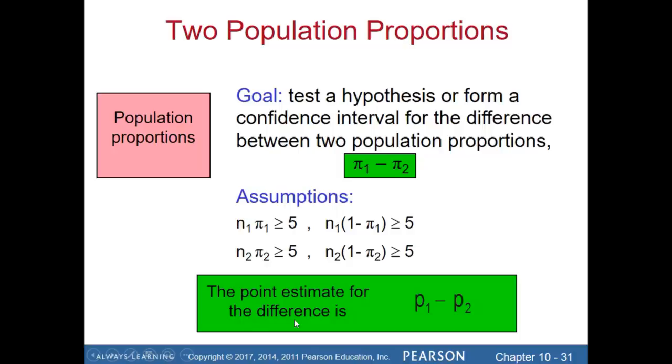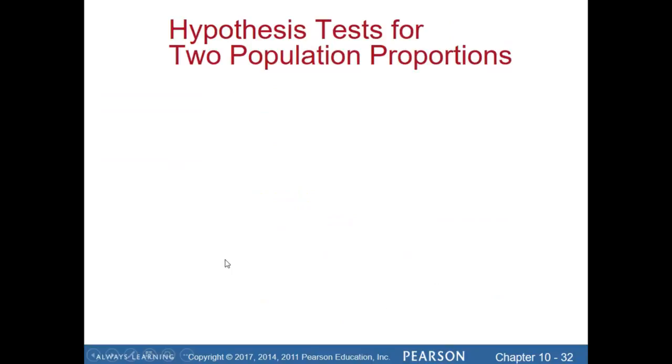Then the point estimate that we will be using to evaluate our hypotheses is going to be the difference between our two sample proportions. And so we have that illustrated as P1 minus P2 here. All right, so that's the basic underlying idea. Let's take a look at hypotheses that we can set up.